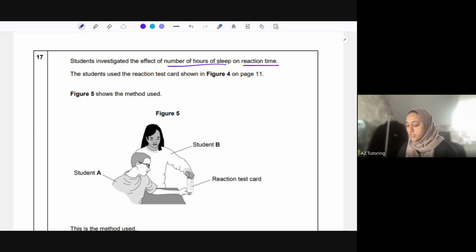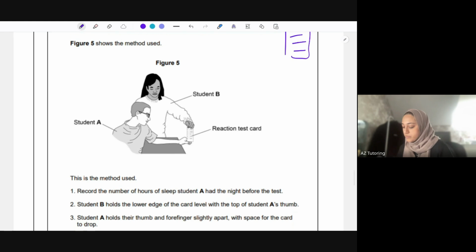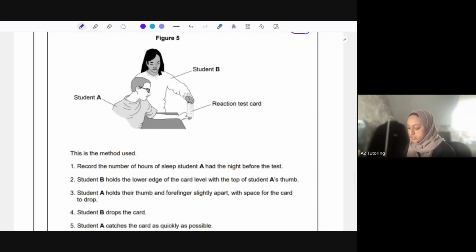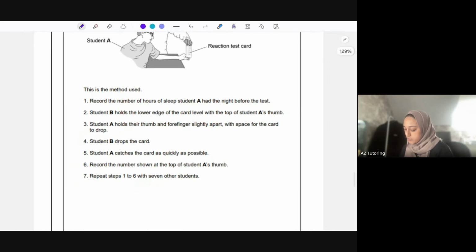The students used the reaction test card shown in figure 4. I haven't put it, but it was essentially they had to just give a rating. Basically, it's not really relevant to this question anyway, but they use a reaction card test. They've got the method. So there's student A, student B, and there's the reaction test card they're using. So there's a method used.